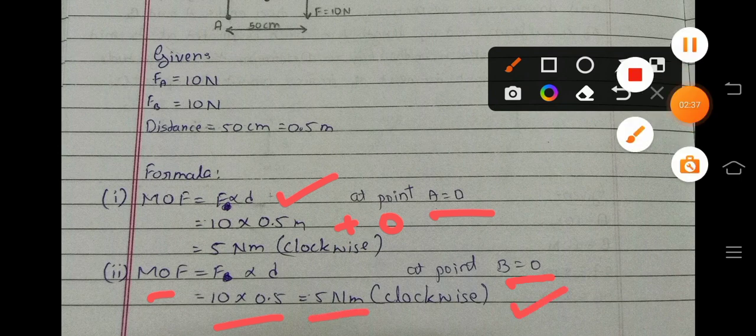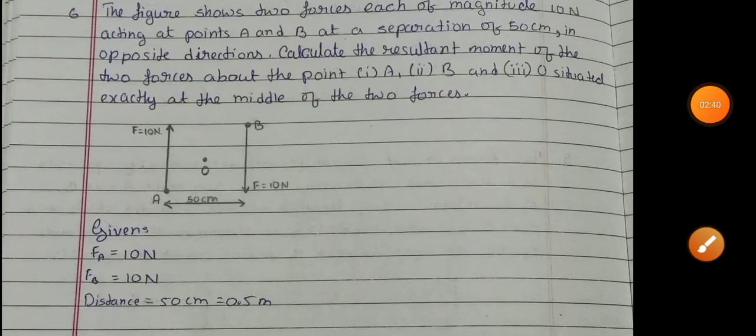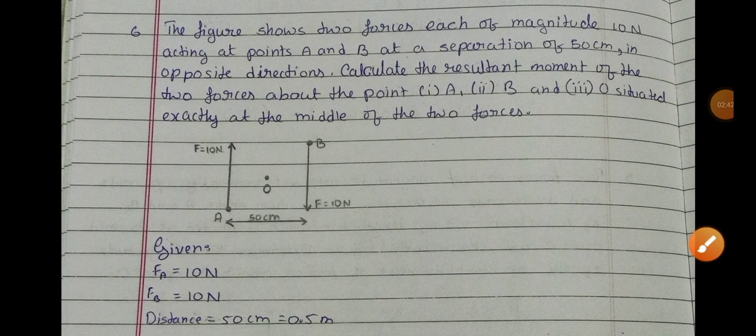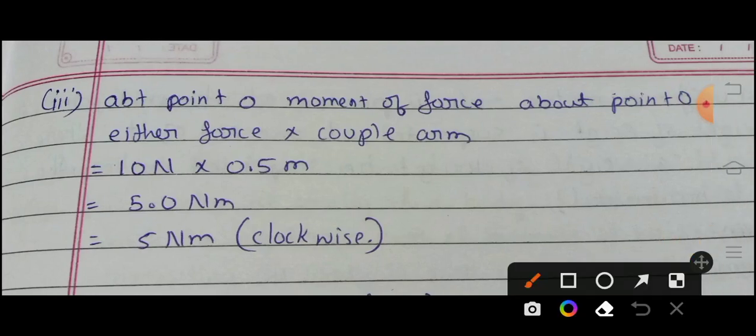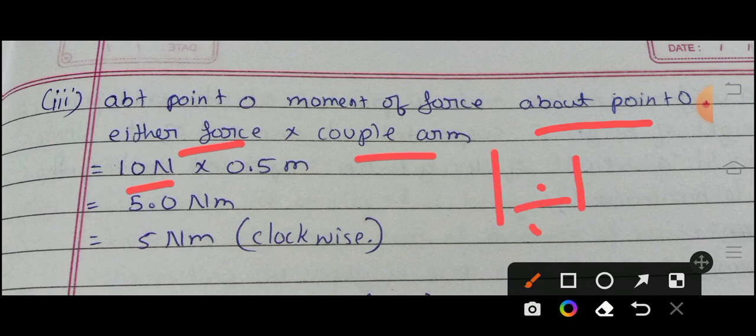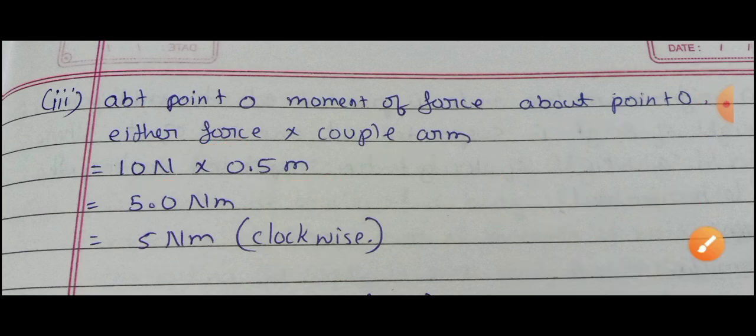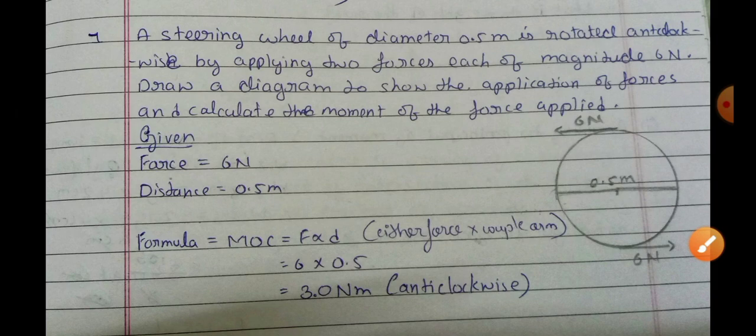The third question: O is situated exactly at the middle of the two forces. Now the moment of force about point O: either force is 10 Newton, and the couple arm, the distance between them, is 0.5 meter. Here the distance taken is 0.5 meter, so we get 5 Newton meter, and this is also clockwise. Okay, we'll go to the next question.